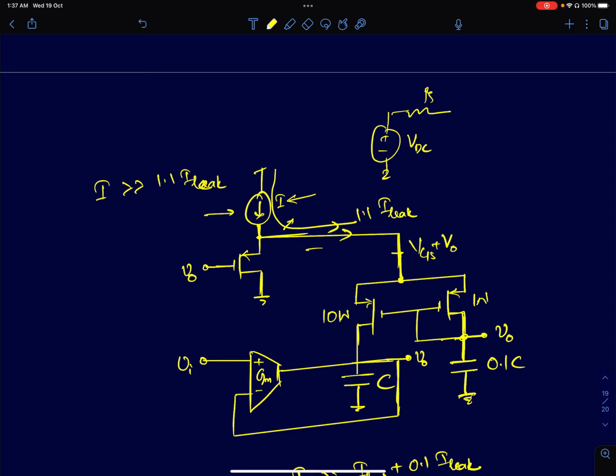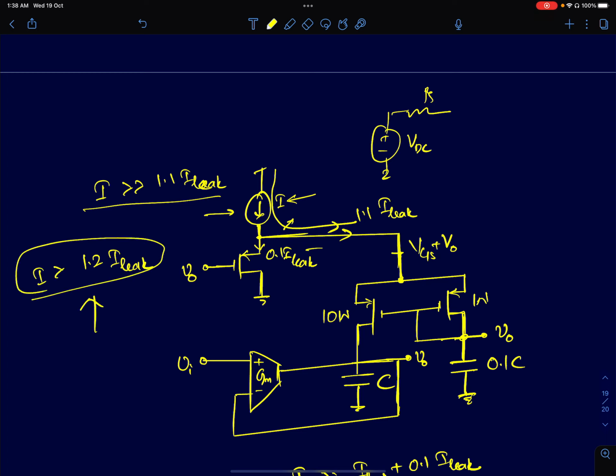So this current source I has to be greater than 1.1 I leak, plus you should also add 0.1 I leak flowing through this guy. So totally it has to be greater than 1.2 I leak. Your I has to be greater than 1.2 I leak, and again this is something you estimate from simulations. You find through simulations the peak leakage current across corners, across peak temperatures, and then choose your bias current I. Okay, here the problem with this approach is that you end up wasting current.